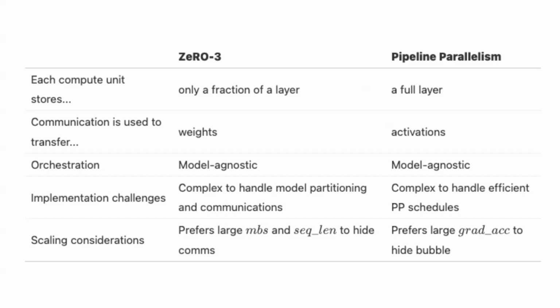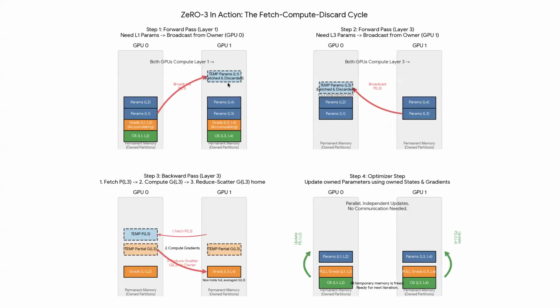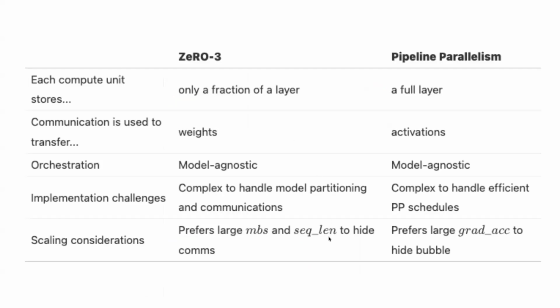When I saw this table, the first thing that came to mind, especially since it says that in ZeRO-3 only a fraction of a layer is stored on each one of the GPUs, is that it kind of contradicts this picture, right? But I think this picture is a simplified version because we have only two GPUs. But if only a fraction of a layer is stored, then why?